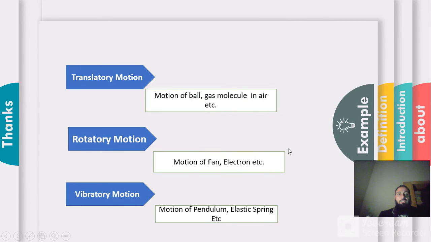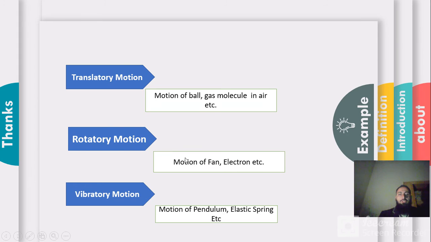Now we show some examples. Translatory motion: the motion of a ball, a cricket ball, a football. This is an example of translatory motion. Gas molecules in air, perfume, or other gas molecules in air, etc., are examples of translatory motion.